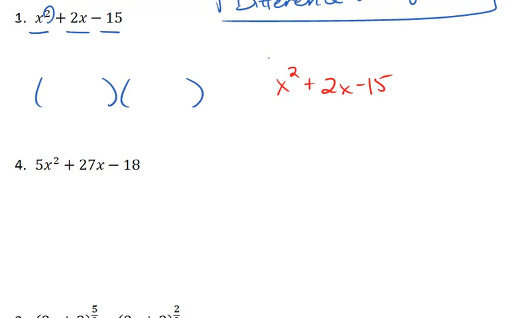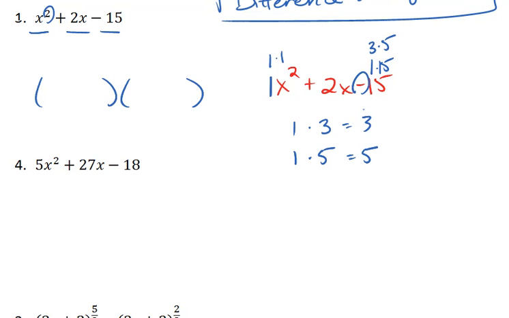The factors of the coefficient of x squared are 1 and 1. The factors for 15 are 1 and 15, and 3 and 5. 1 and 1 can be multiplied by, let's look at the 3 and 5 first. We get 3 and 5.